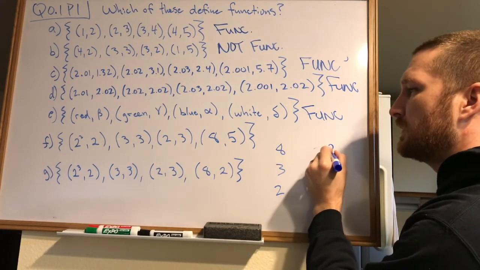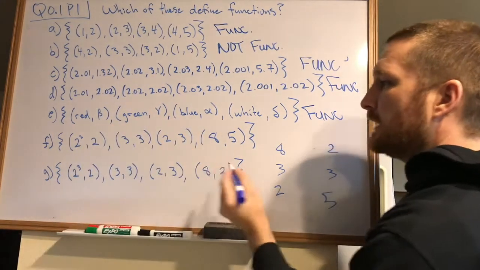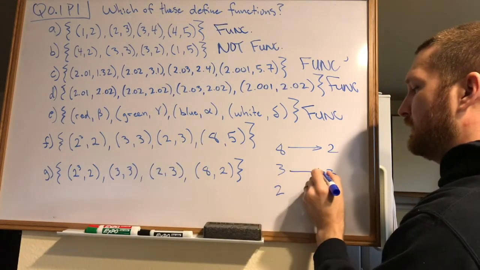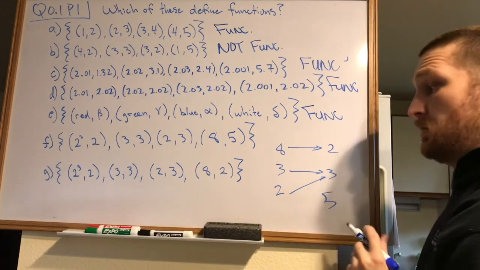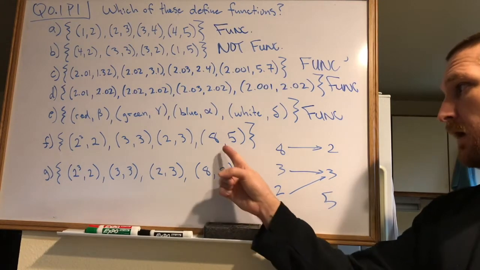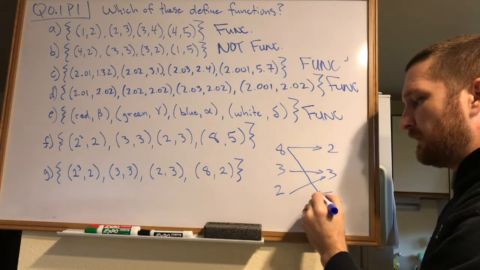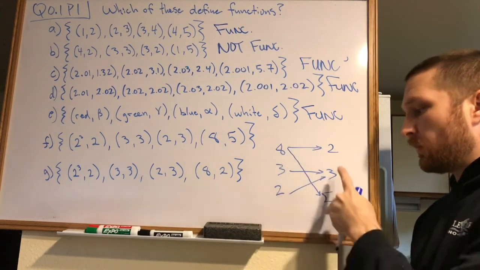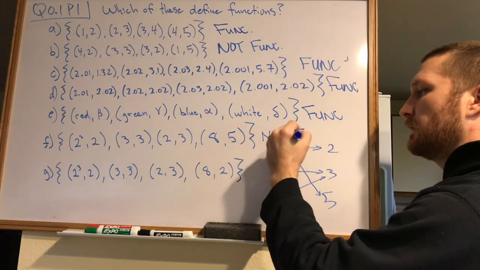Well, let's see what the outputs are. 2 and 3, 5. So 8 here gets mapped to 2. 3 here gets mapped to 3. 2 here gets mapped to 3. No problems. We have a collision on this side, but that's fine right now. But now 8 gets mapped to 5. And so by definition, well, we have an input that has more than one output, so this is not a function.